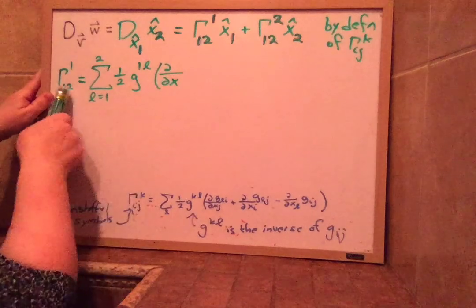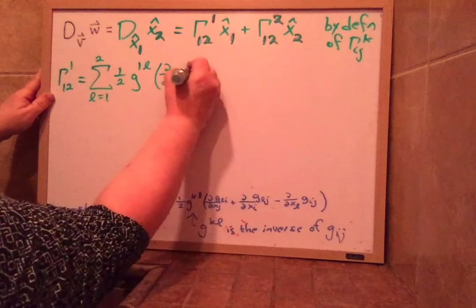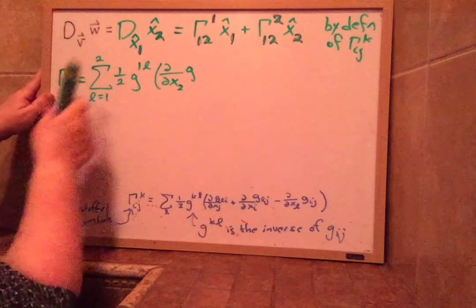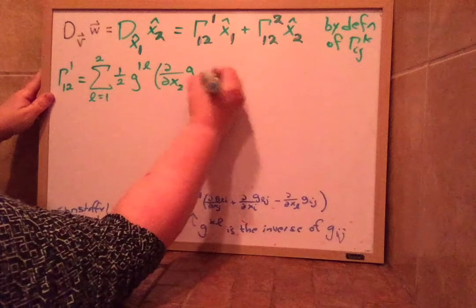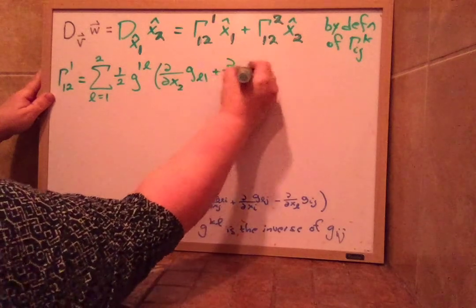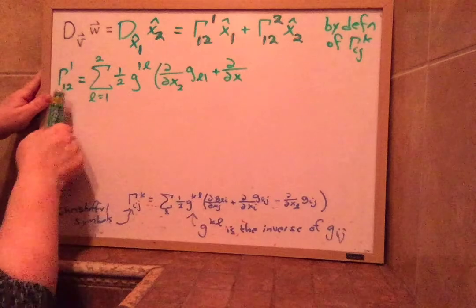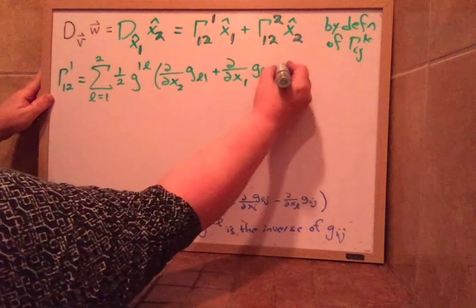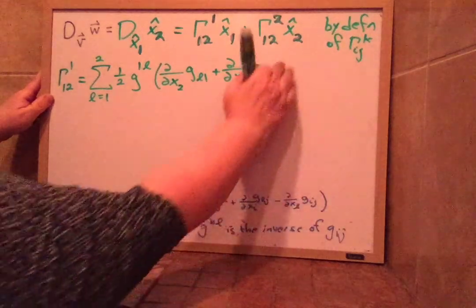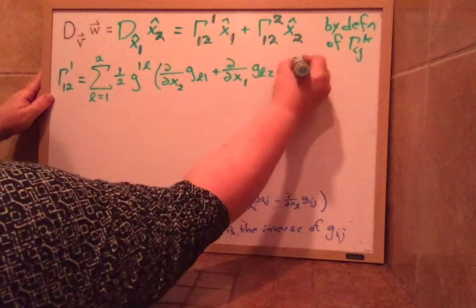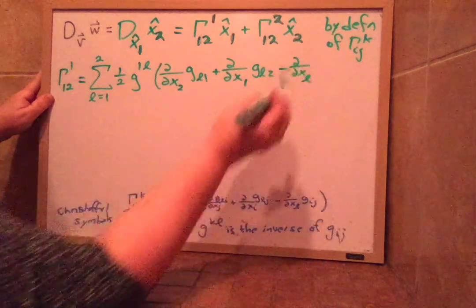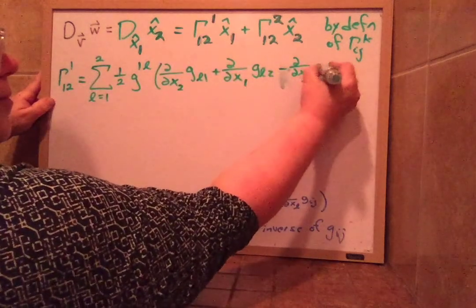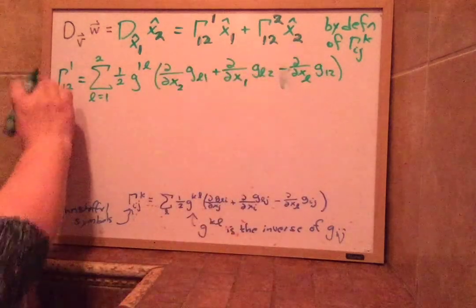J is the second entry here. That's a 2 of g l I. I is this guy. That's 1. So this is l1 plus d dx. What is our I? It's 1 of g l2. And the last one is minus d dx l of g I j, that's g 1 2. Okay, so this is the formula for gamma 1 2 1.